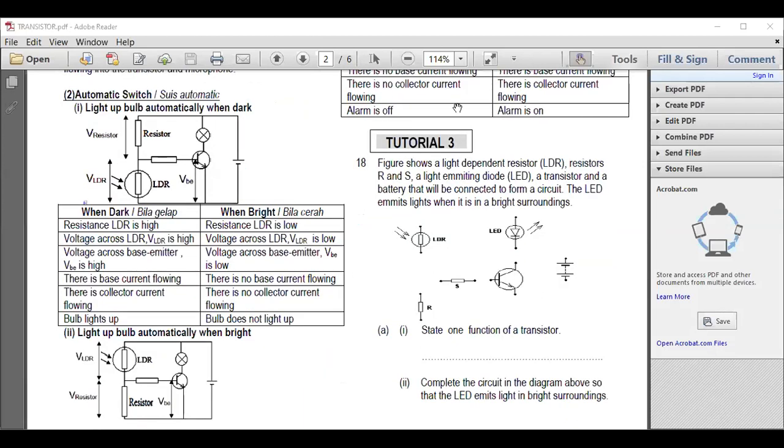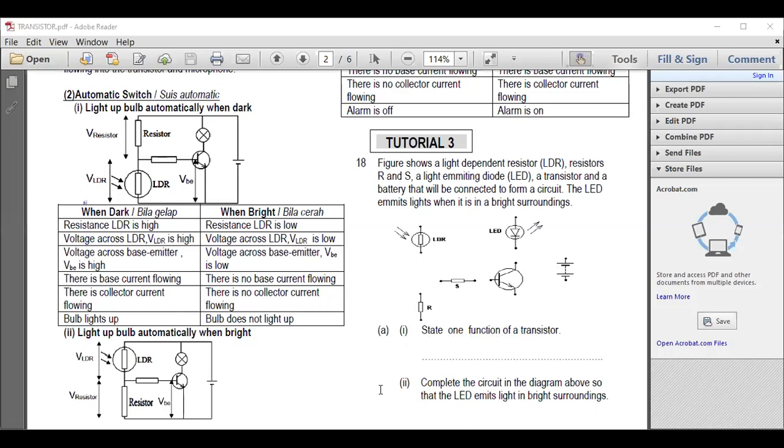Example of a question that came out before in SPM. Okay, question number 18. Now, the figure shows a light dependent resistor, a light emitting diode, a transistor, and a battery that will be connected to form a circuit. The LED emits light in a bright surrounding. State one function of the transistor. So the function is as an automatic switch. Okay, you must have the word automatic switch. Cannot write switch alone. Automatic. That means automatically it will be on according to the condition of the surrounding.